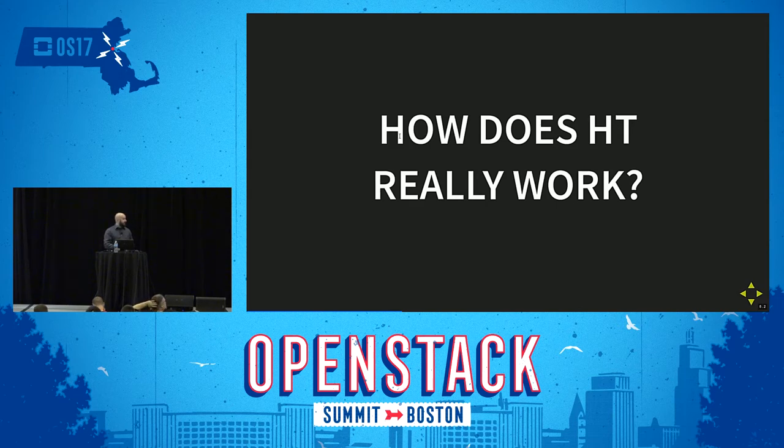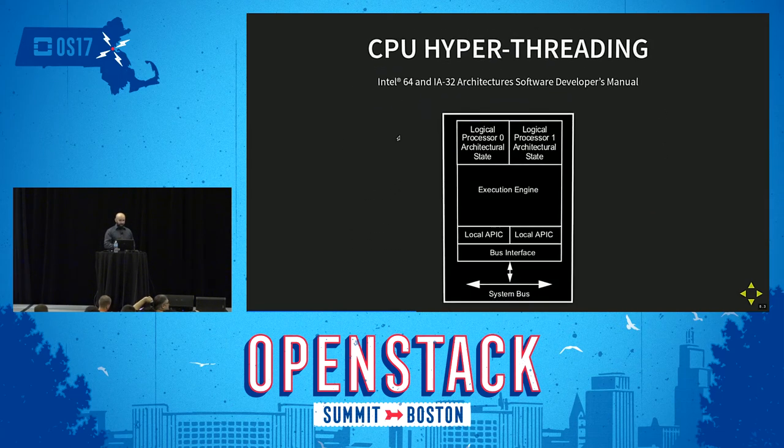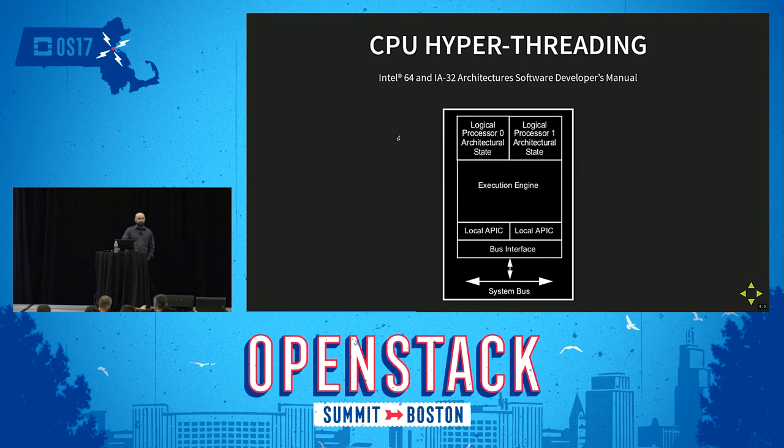So how does hyper-threading exactly work, okay? This is a picture which I basically ripped off from the Intel Architecture Software Developer Manual. And it's pretty much how the CPU core looks. You have these two logical processors, logical processor 0 and logical processor 1. Those are the hyper-threaded CPU, and they have a single execution engine, right?